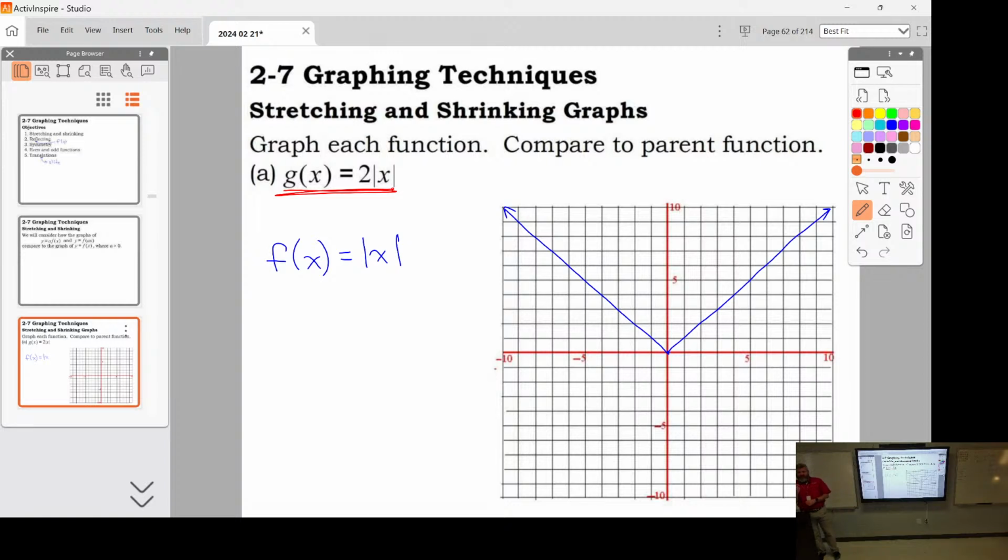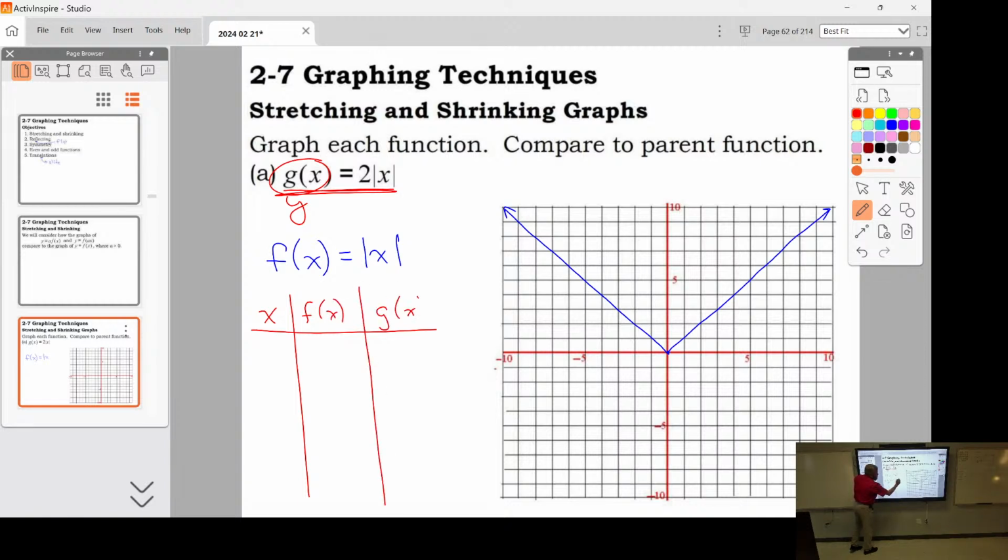Follow me here. I'm changing the function, which is the y value. The y value is changing. So this thing is changing vertically. How is it changing? Okay. So if I had, here's my f of x, and here's my g of x.